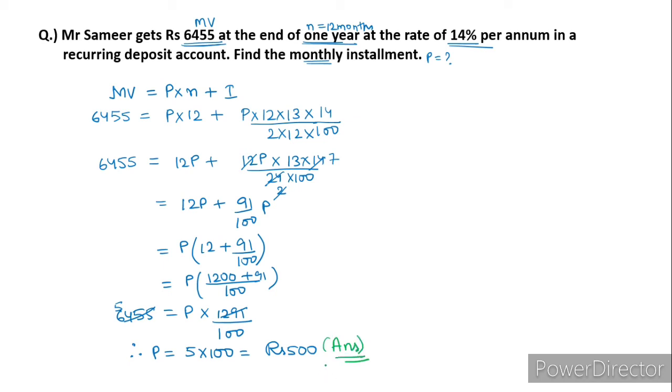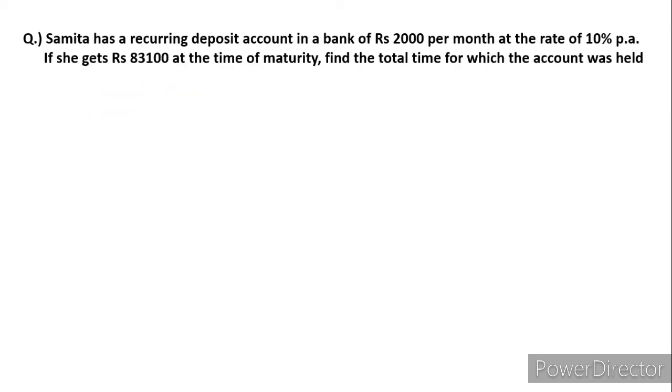So you can see by just remembering two formulas, you can solve each and every question of this chapter. Now, the next question. Samita has an RD account in a bank of rupees 2,000 per month. Principal is given, rate is given, 10%. She gets rupees 83,100 at the time of maturity. Find the total time for which the account was held.